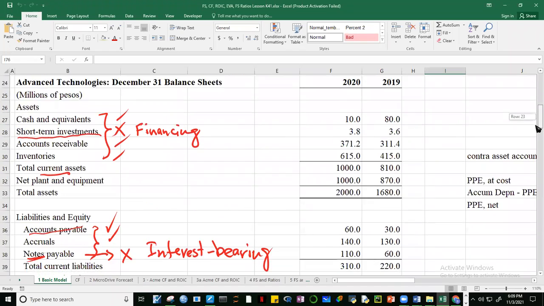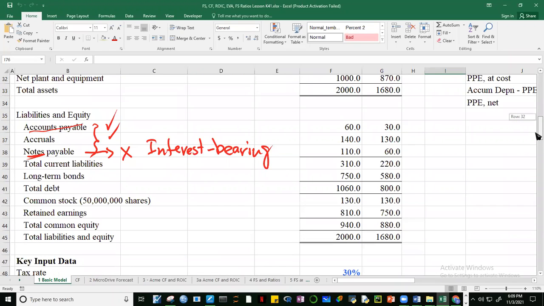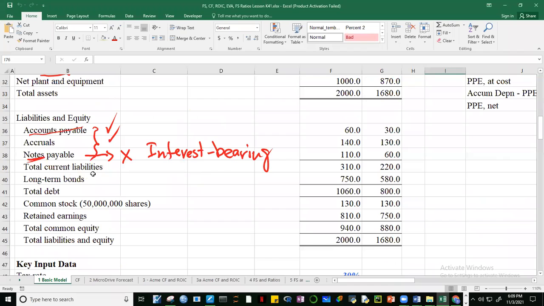So how about operating current liabilities? We look at current liabilities, and there are three as far as this company is concerned: accounts payable, accruals, and notes payable. Of these three, we said that accounts payable is operating because that's generated from the trade, from the operations of the business. It is generated when a company is given credit terms by their supplier in purchasing raw materials or finished goods. So that's where accounts payable or trade payable is generated.